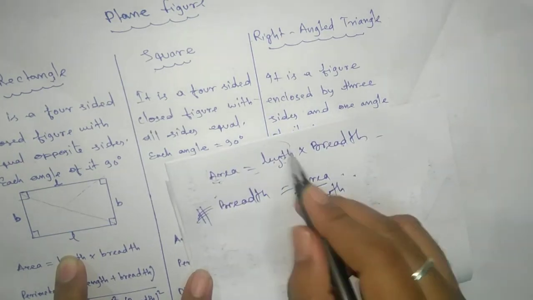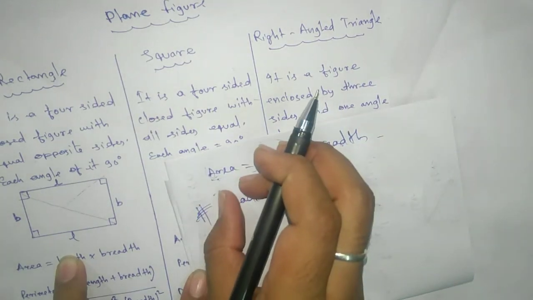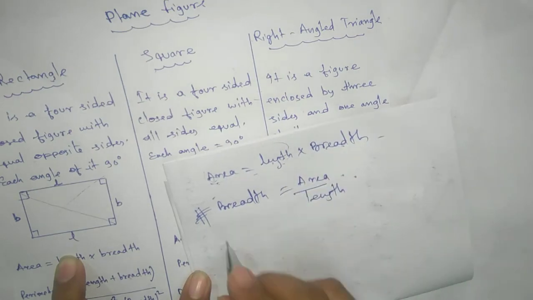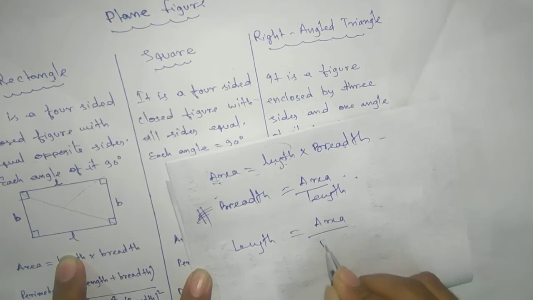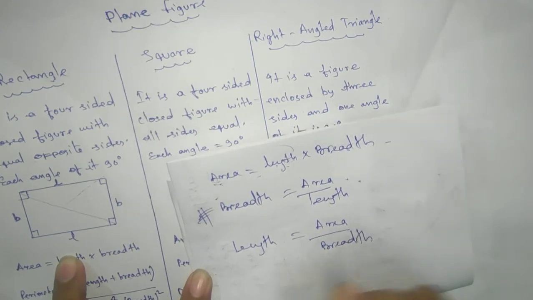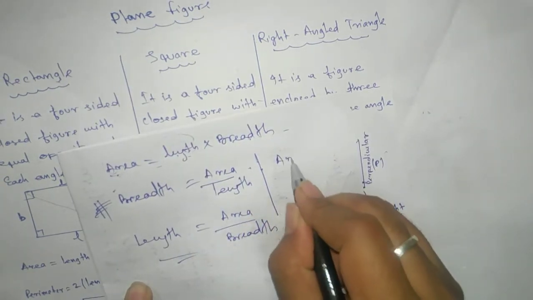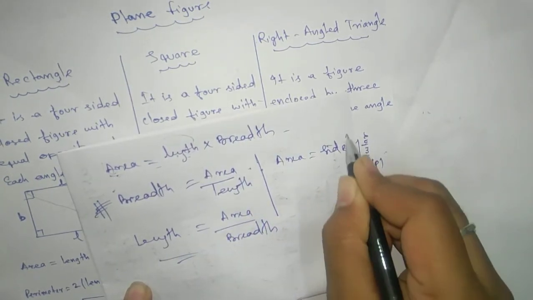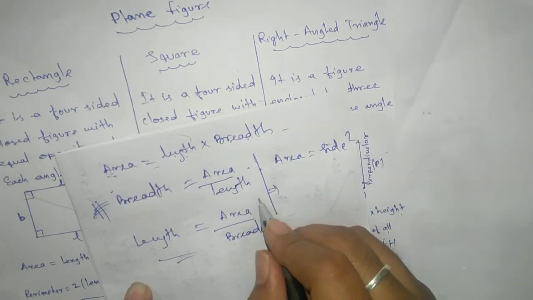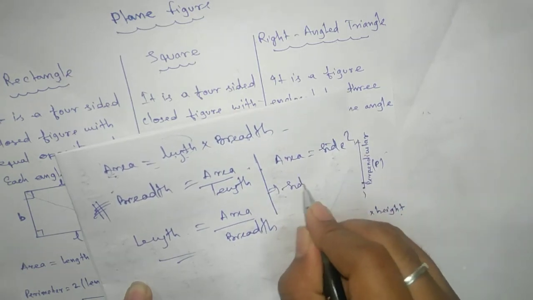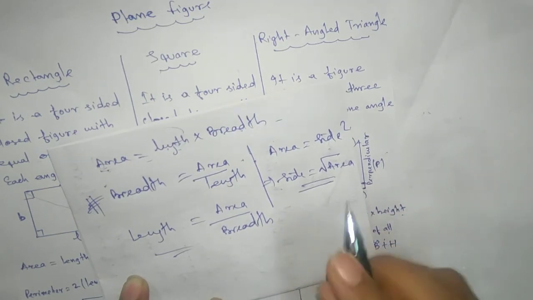And when it asks you to find length, then what are we going to do? We'll take this breadth at the denominator place on the left hand side. That means your length equals to area by breadth. So this is the formula. Or for square, area equals to side square. So to find side, if area has been given, how are you going to write? Side equals to root over area. This is the formula.